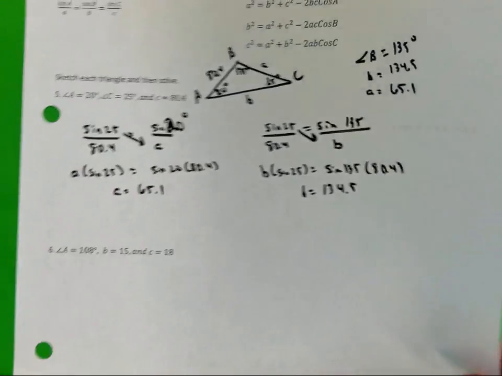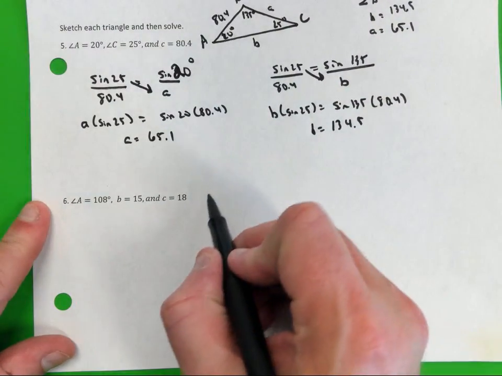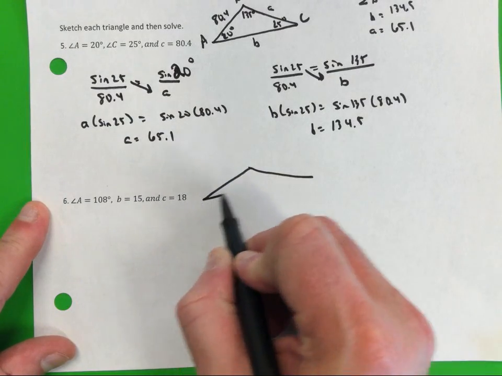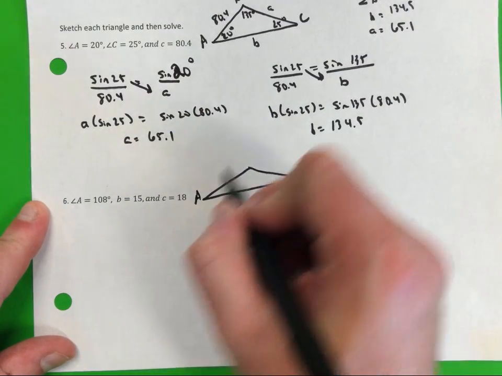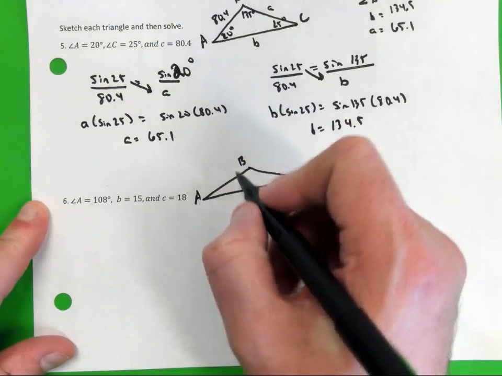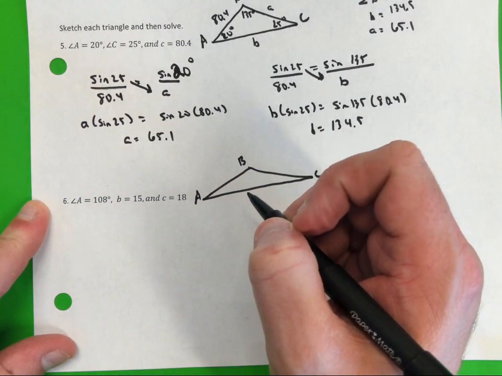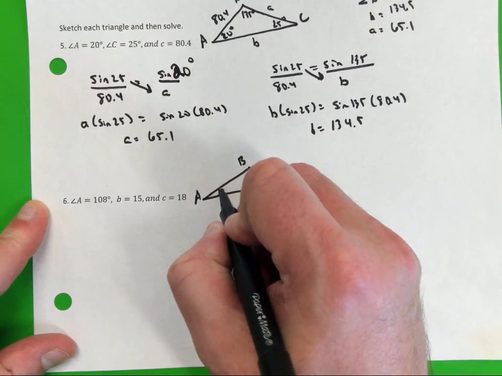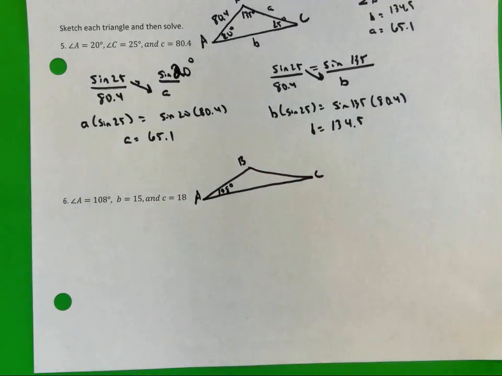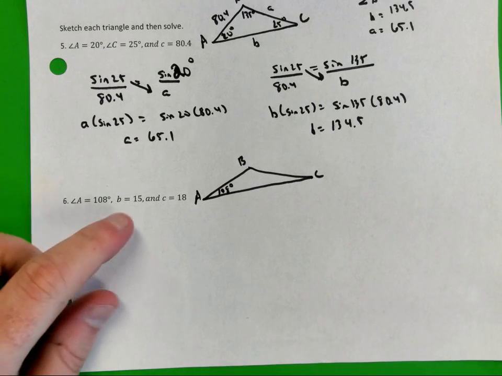All right, let's look at number 6. I'm going to draw another triangle. Okay, remember when you draw this, is the angle going to look like what you put down? No. This does not look like a 108-degree angle. I'm just sketching me a picture.